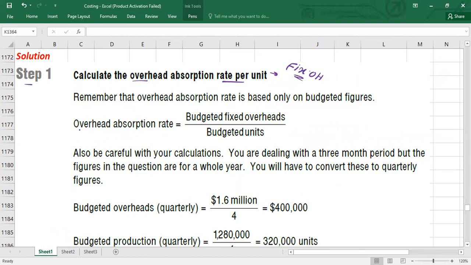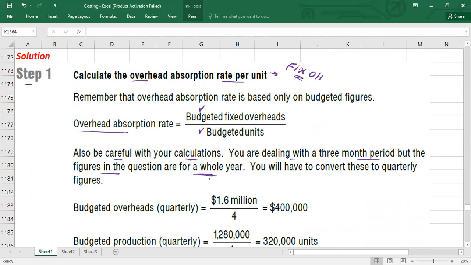And how will you calculate the overhead absorption rate or recovery rate? This is always the formula which we will use, and we always calculate the recovery rate at the start of the year. What is the formula? Budgeted fixed overhead divided by budgeted units, because overheads are absorbed based on units. Now guys, you have to check here. Also be careful with your calculation, because you are dealing with 3 months period data, like quarterly data, but the figures in the question are for the whole year.